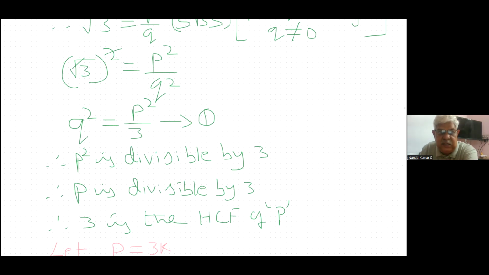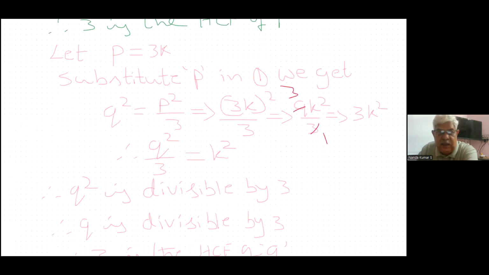Next, I considered p as 3k and I substituted the value of p in equation 1. Observe carefully. Equation 1 is q square equals p square by 3, and where p is there, I substituted 3k as per our consideration. Therefore, 3k whole square divided by 3 can be written as 3 square is 9, k into k gives k square, divided by 3. So cancel it, 3 ones are 3, 3 threes are 9, therefore 3k square is remaining. Shift 3 to the left hand side, therefore q square by 3 is equal to k square.